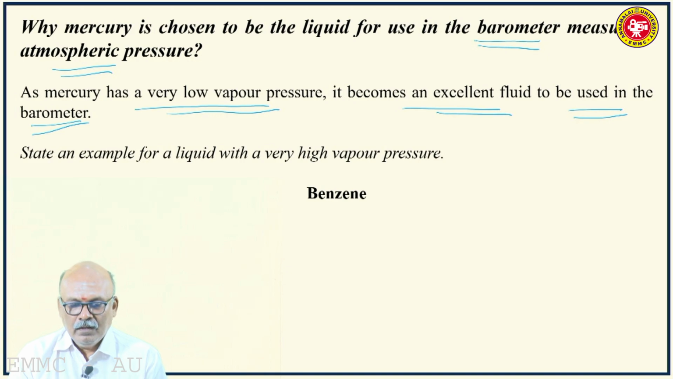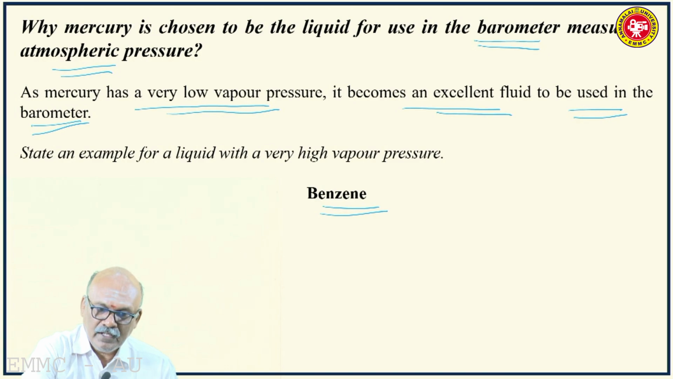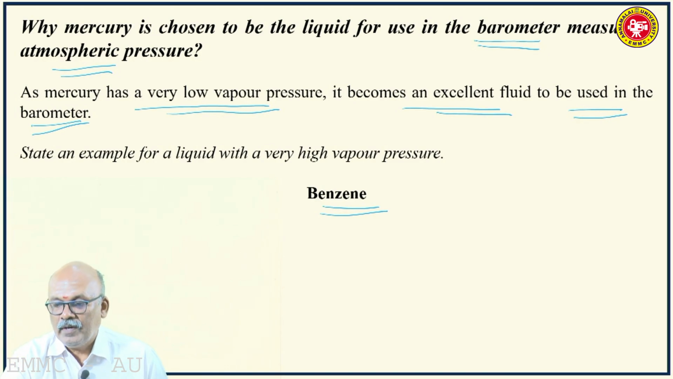Okay. Now state an example for a liquid with a very high vapor pressure. Benzene is one example of a liquid which has a very high vapor pressure. So the tendency to evaporate or vaporize is very high in the case of benzene. The tendency to vaporize or evaporate in the case of mercury is very less, and that is why it is used in barometers for accurate measurement of atmospheric pressure.